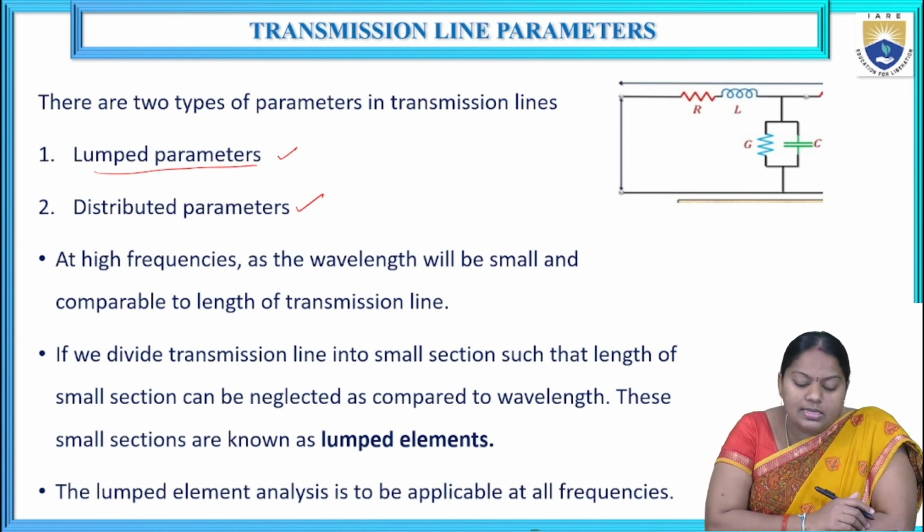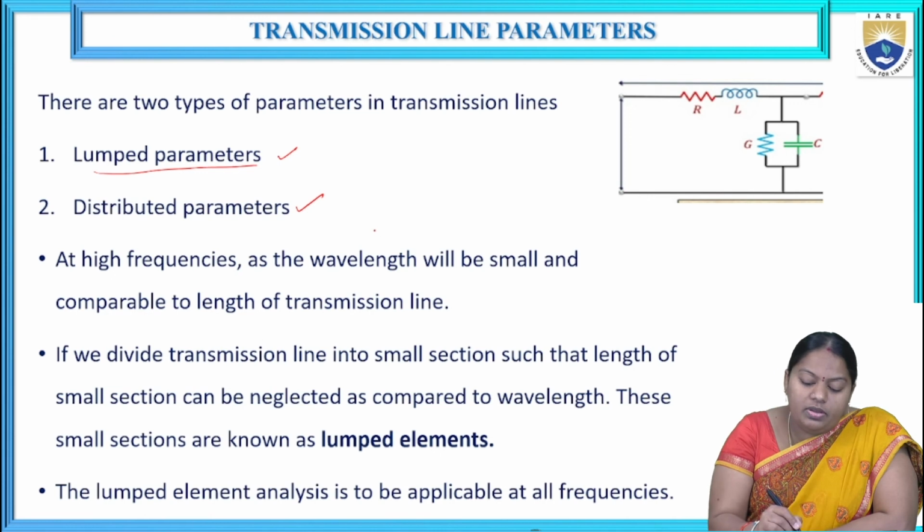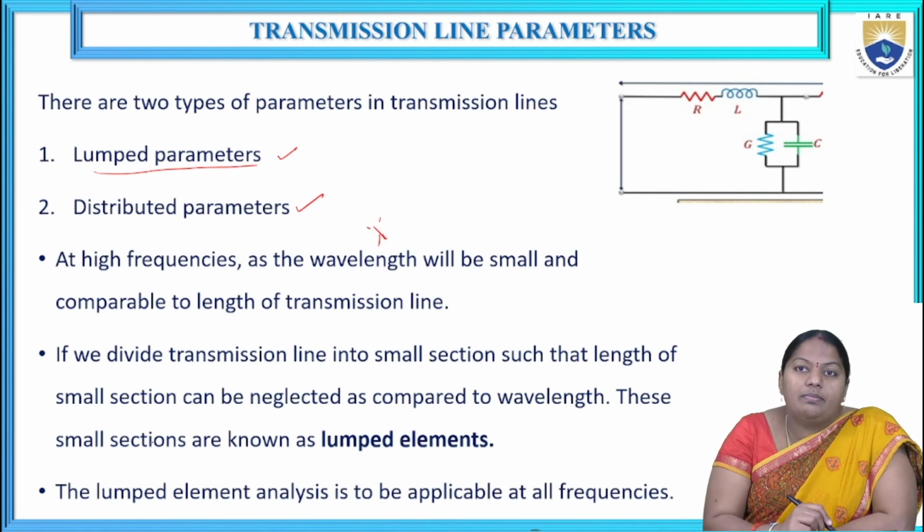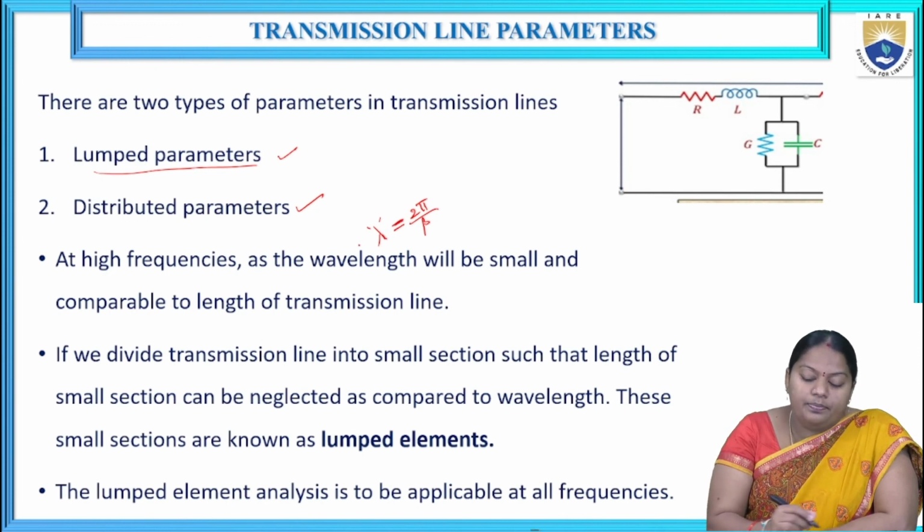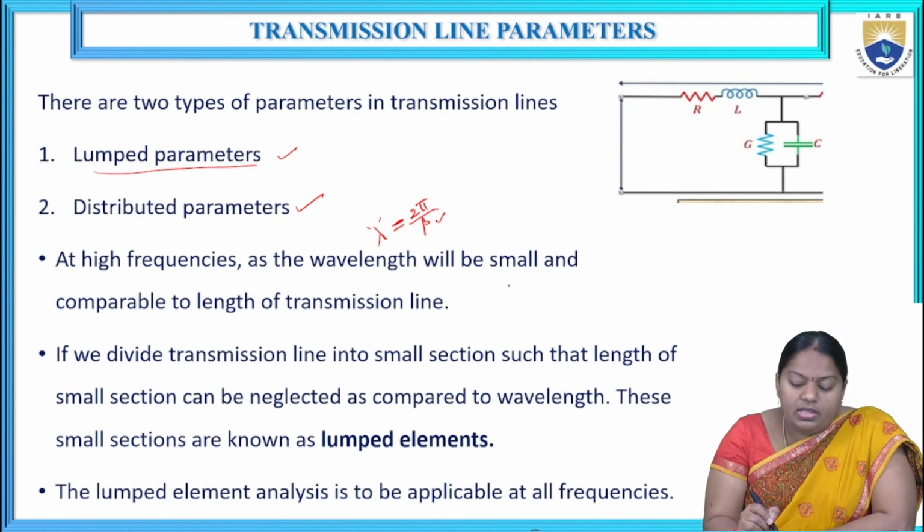At high frequencies, the wavelength, generally represented with lambda, is given by 2 pi by beta. Within 2 pi radians the phase is going to change. According to that, the wavelength can be defined as lambda equal to 2 pi by beta, where beta is the phase constant and 2 pi is the phase.